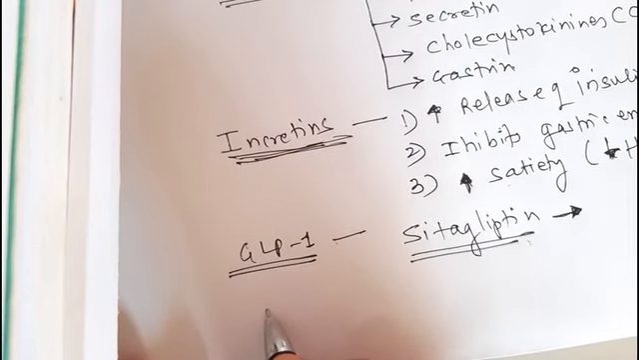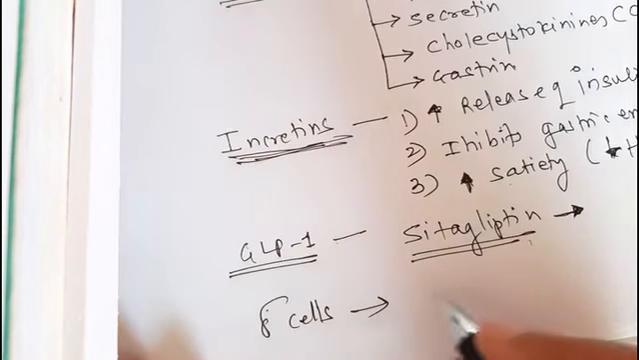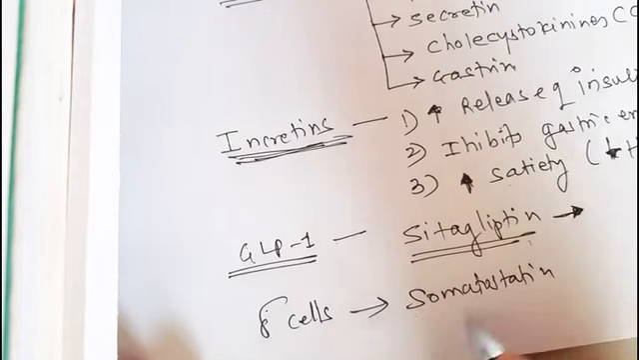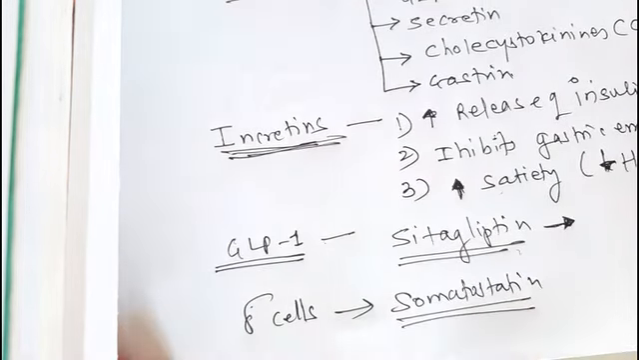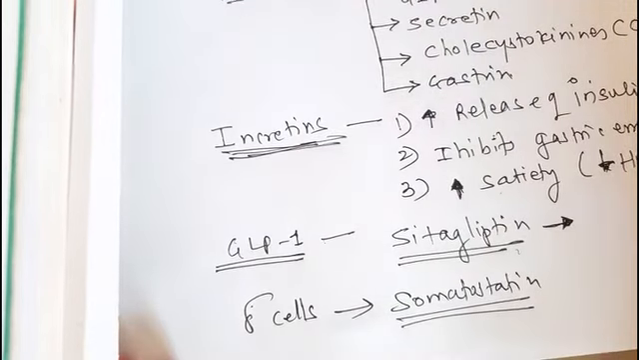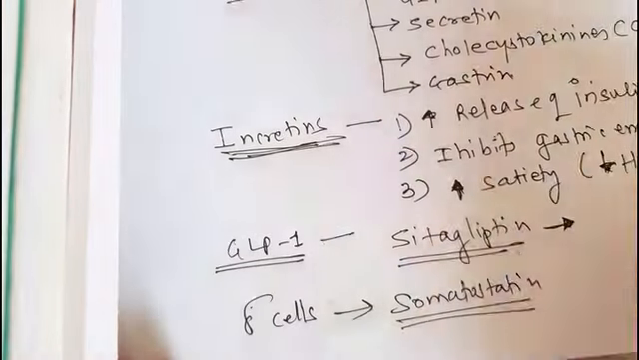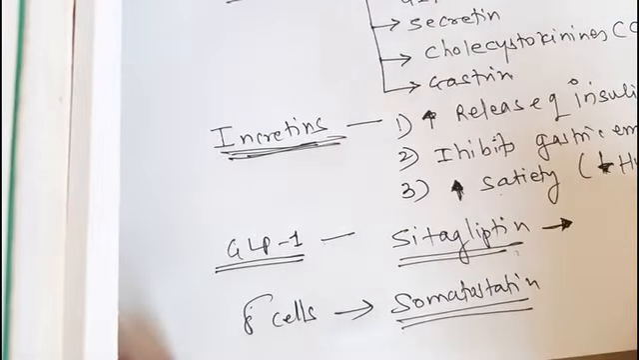Second thing is somatostatin. The delta cells of the pancreas secrete somatostatin. This hormone has an inhibitory effect on all the hormones secreted by the pancreas, and it controls the secretion of all the other hormones in the pancreas. So this way the secretion of insulin is regulated.